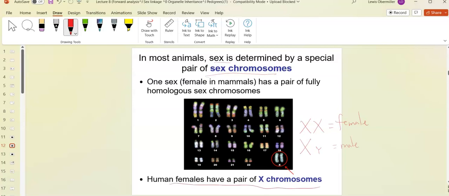Females have 2 X's, so this is a female. This is a normal individual. Like if this had an extra 21, then we could say that would be a Down syndrome female, right? Because that's called trisomy 21.